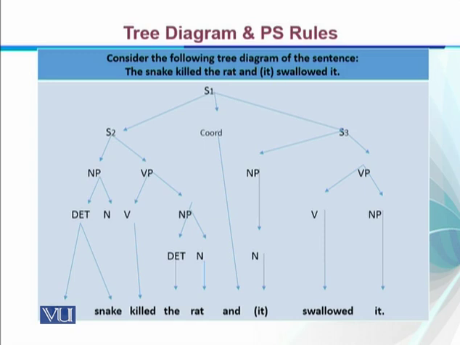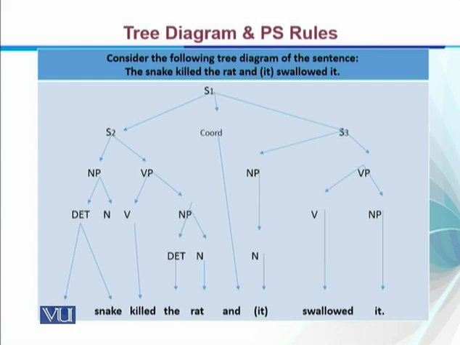The lowest ones are the terminal nodes. All these lines are branches of the tree. So this is the tree diagramming way of displaying a sentence to know its constituents.